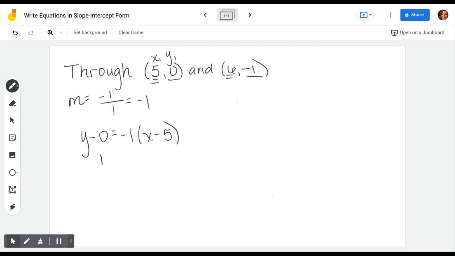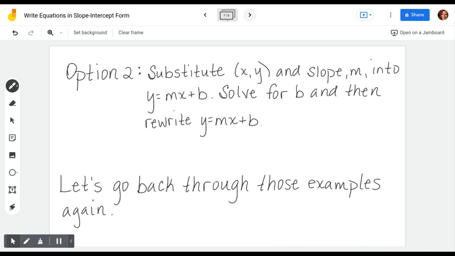Y minus 0 is just y, so y is already by itself. All I need to do is simplify over here, and I get -1x plus 5. Okay, so that's option 1. Option 2 is actually faster.